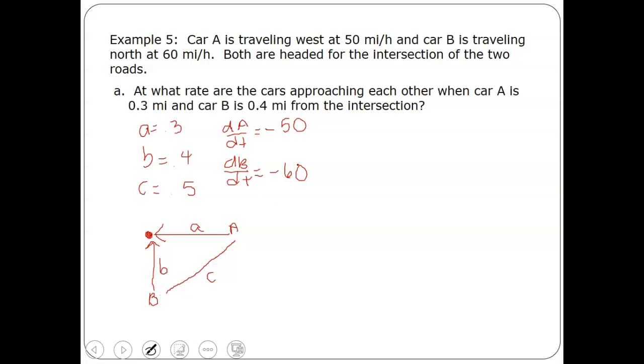So we want to know how fast the distance between them is changing. As these cars get closer to each other, dC/dt, this distance is getting smaller and smaller until eventually it would be 0 because there's no distance between them. Hopefully it's not 0. But we want to know the rate of change between them at this particular time, which is 0.3, 0.4 at 60 and 50. So we're solving for dC/dt.